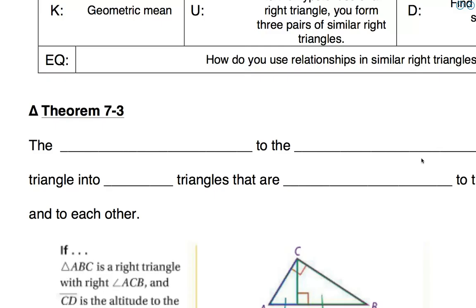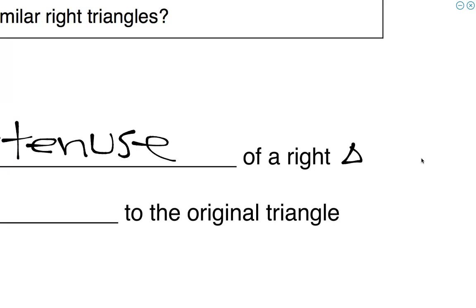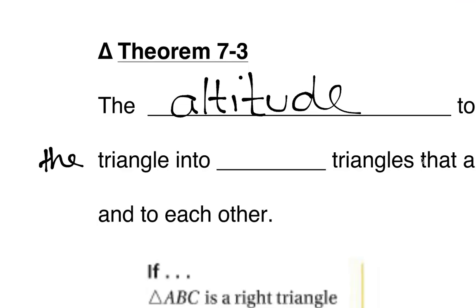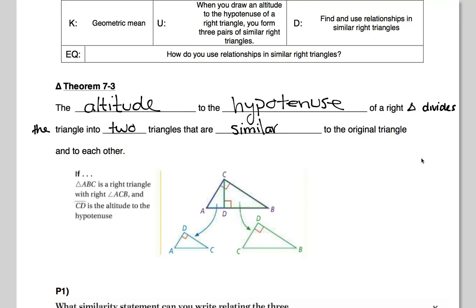Sorry, all my technology is lagging right now. The altitude to the hypotenuse of a right triangle divides the triangle into two triangles that are similar to the original triangle and to each other.